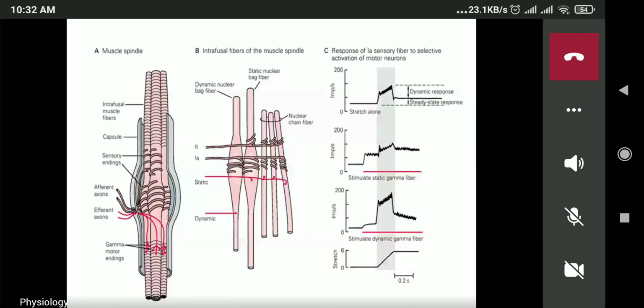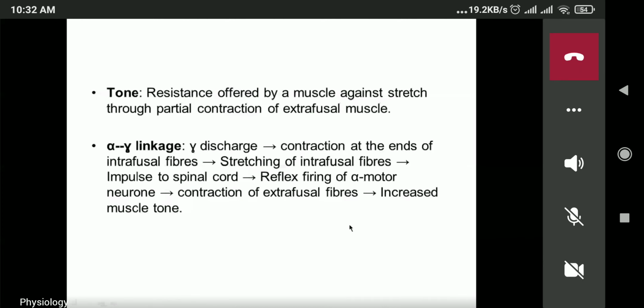Now tone. The tone, as I already told many times, is the resistance offered by a muscle against stretch. Resistance of muscle against stretch through partial contraction of extrafusal muscle is called tone. So the extrafusal muscle is partially contracted. Now, a very frequently asked question in the examination is the alpha gamma linkage.